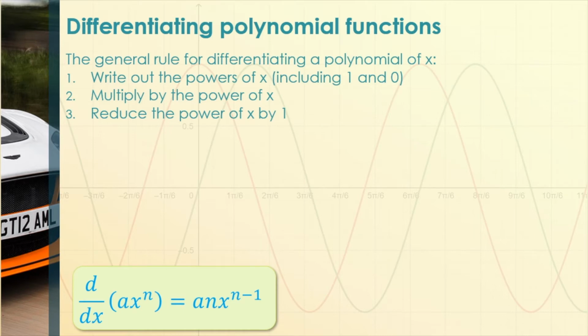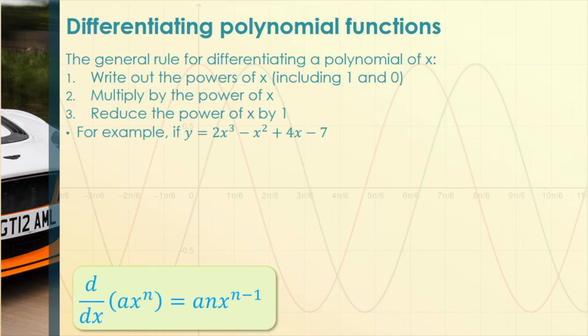In general terms, this is shown below. So we have d by dx of a function, which is represented by a times x to the power of n. A is just a number and n is just a number. When we differentiate this, we simply take our n and we multiply it by the function. So we have a times n, and then we reduce the x power by 1. So that becomes x to the power of n minus 1.